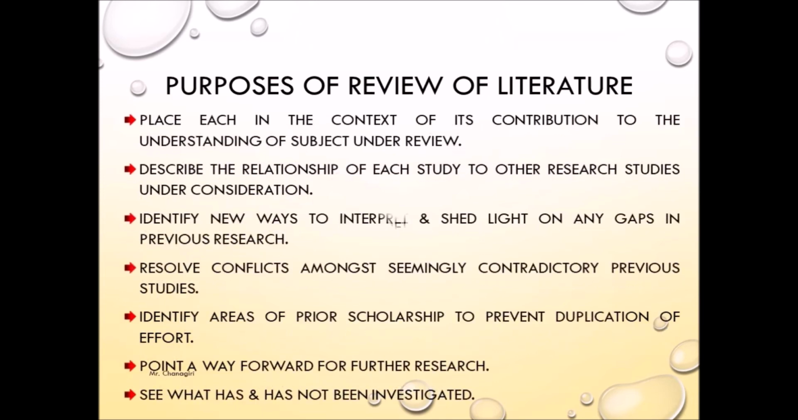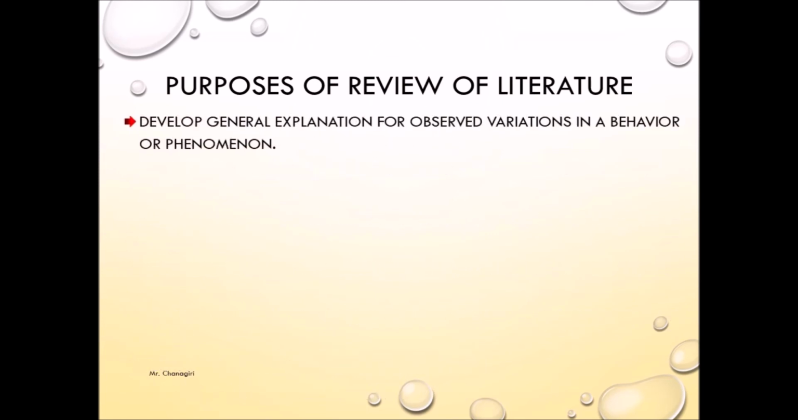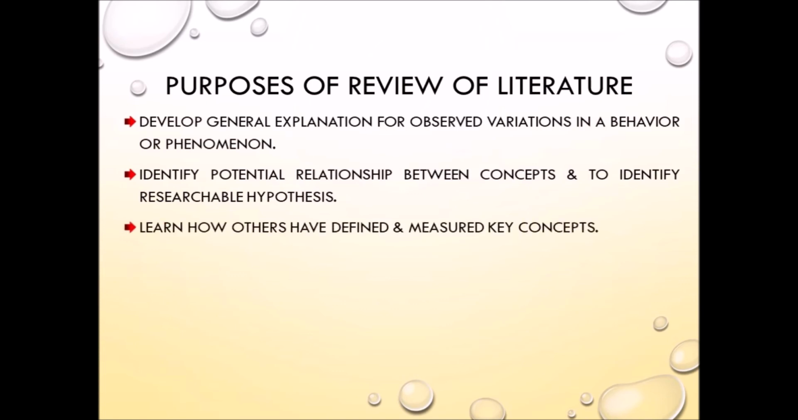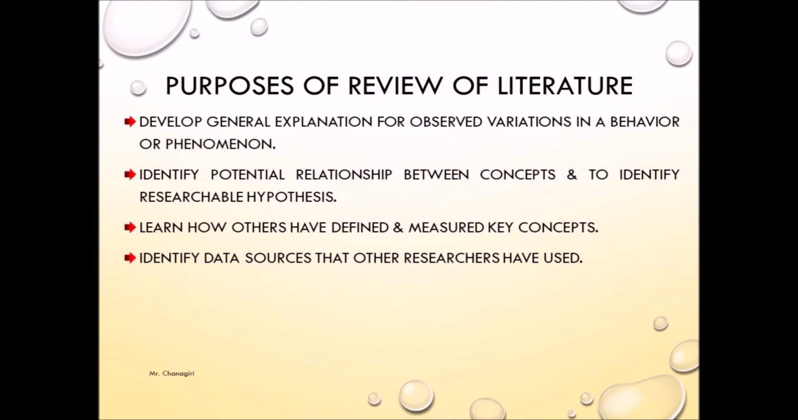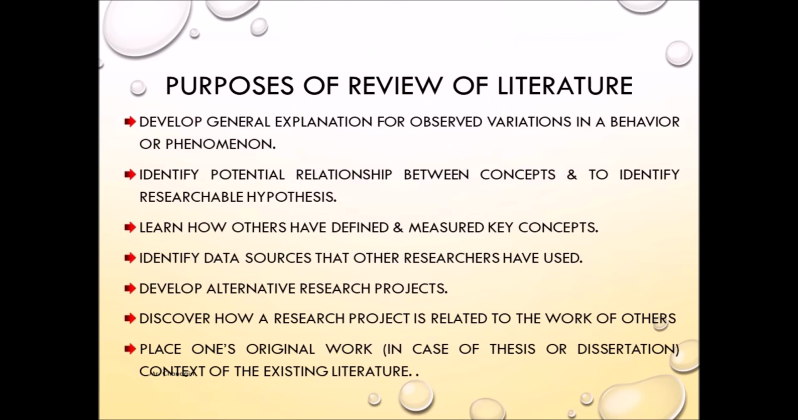See what has and has not been investigated. Develop a general explanation for observed variations in a behavior or phenomenon. Identify potential relationships between concepts and identify researchable hypotheses. Learn how others have defined and measured the key concepts. Identify data sources that other researchers have used. Develop alternative research projects. Discover how a research project is related to the work of others. Place one's original work, that is, in the case of a thesis or dissertation, in the context of the existing literature.